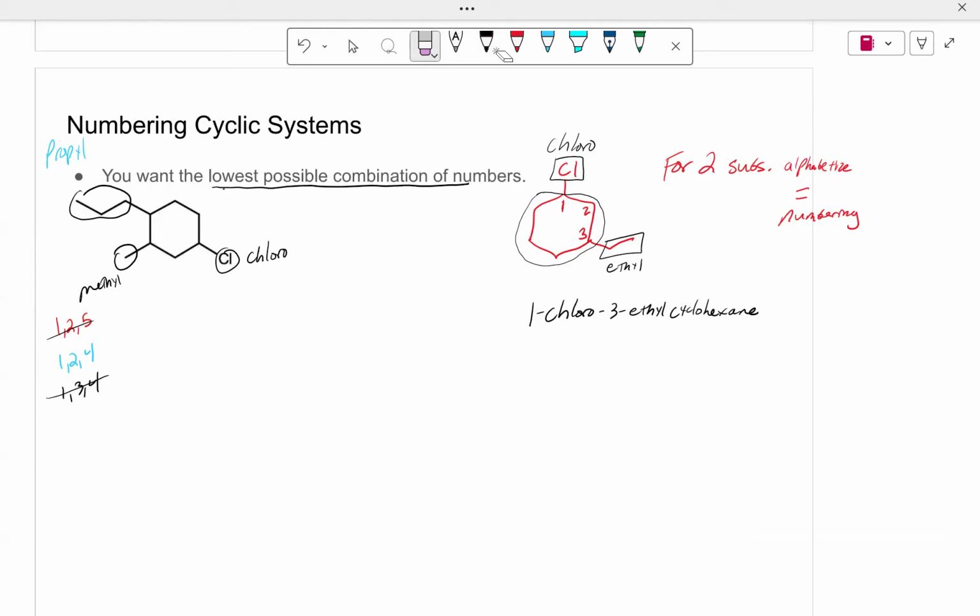I'm going to say this carbon with the propyl is 1, this carbon with the methyl is 2, and that carbon with the chloro is 3. And now again, I'm going back to alphabetizing. Chloro appears first in the alphabet, so it's first in the name. Chloro, then methyl, then propyl, cyclohexane is the parent name.